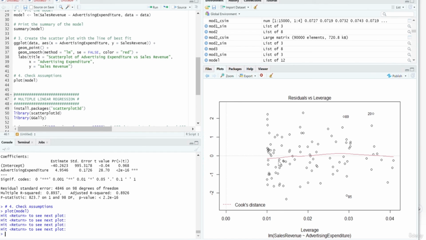The last plot that we have is the residuals versus leverage. This is a really good way of seeing if there are points that affect the slope of our line. If there are outliers, they can dramatically affect the slope of our line. So it flags these points for us, observation number 20, observation number 89, observation number 85, to see if they dramatically affect that line. And so that's how you can do these 4 plots and interpret them to test the assumptions, and how you can run a linear regression model on your data using R.